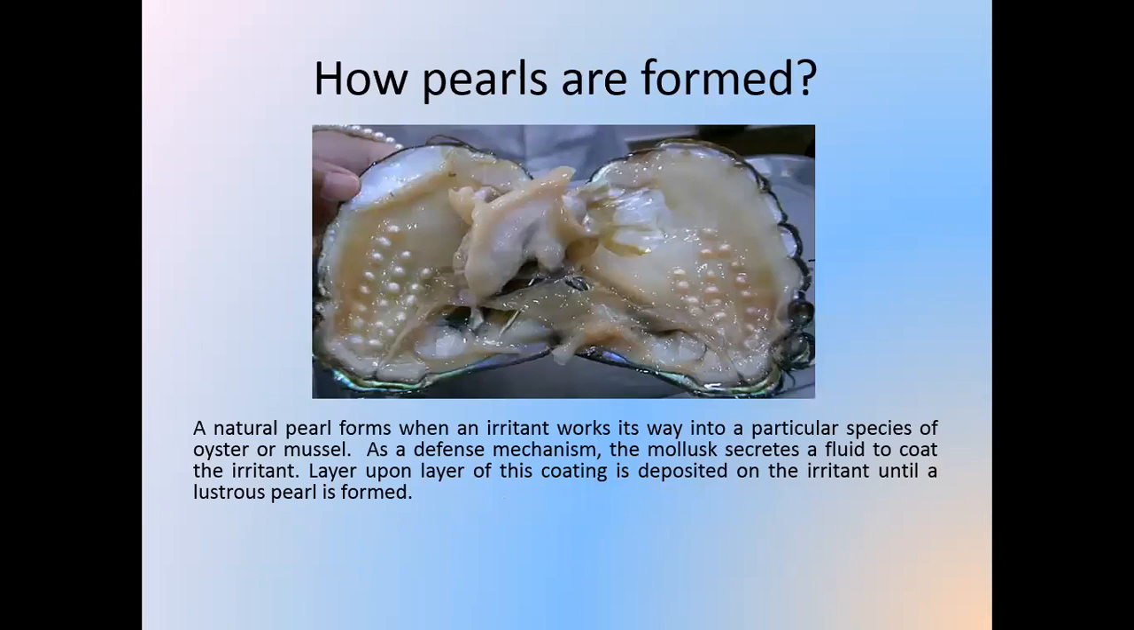How are pearls formed? As human beings, what do we do when something uncomfortable strikes our body? We itch and rub that place until we feel comfort. In the same way, an irritant or foreign particle enters the pearl oyster's body. As a defense mechanism, the mollusk secretes a fluid to coat the irritant. Layer upon layer of this coating is deposited on the irritant until a lustrous pearl is formed.